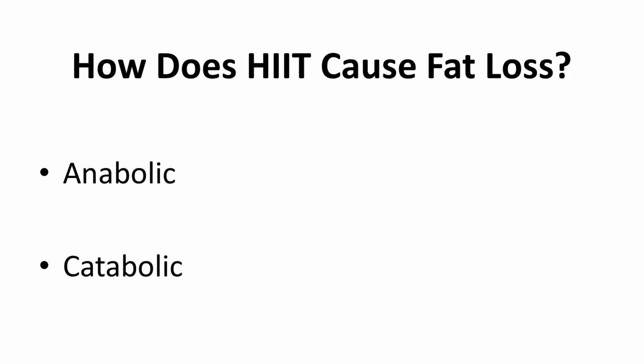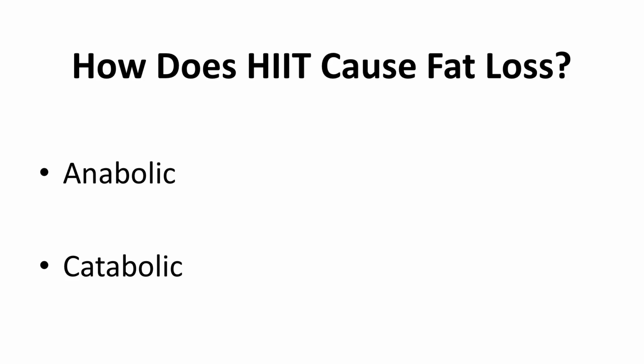How does HIIT cause fat loss? Metabolism refers to all the processes that take place in the body. These can be of two types. Anabolic. These are the reactions in which new products are synthesized using the reactants that are present in the body. These things are often extracted from food we take in, such as proteins and carbs.